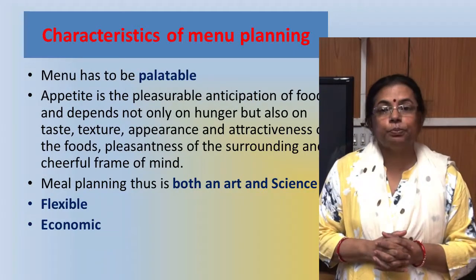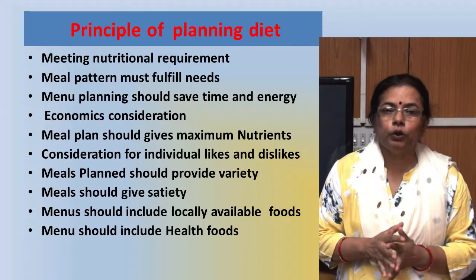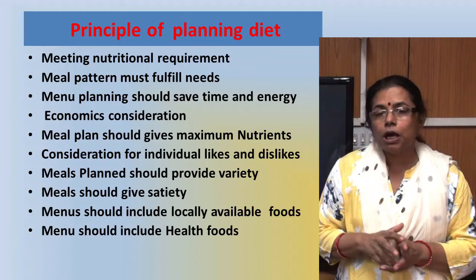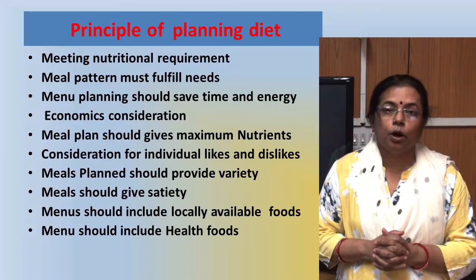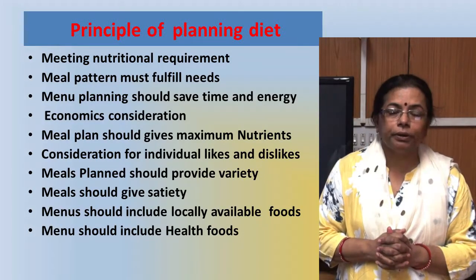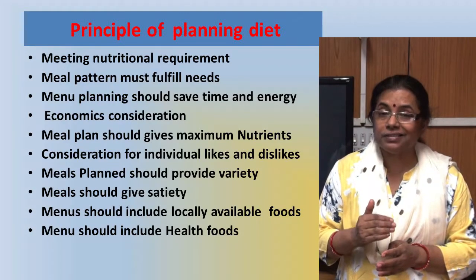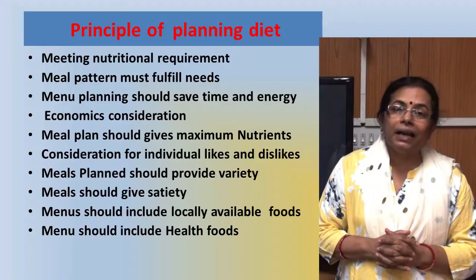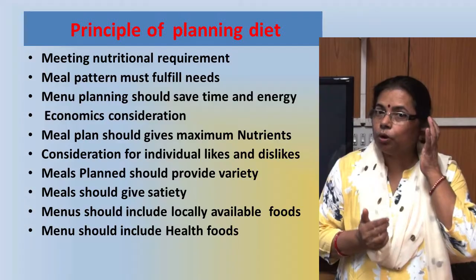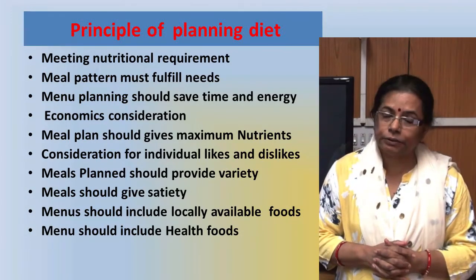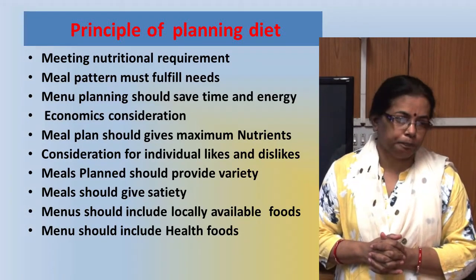Now, what are the principles of planning a diet? First principle is it should meet the nutritional requirement. A menu plan should not only meet the calorie, protein and fat needs of the family members, but it should also provide vitamins and minerals in adequate amounts. A balanced diet should provide 60-70% energy from carbohydrate, 10-15% energy from protein, and 20-25% energy from fat.